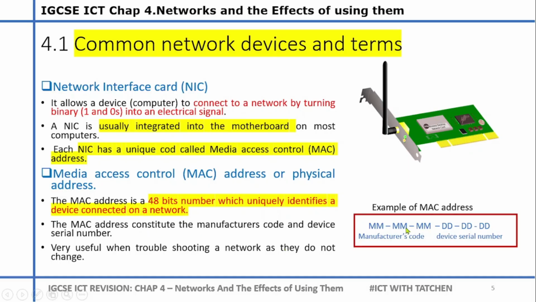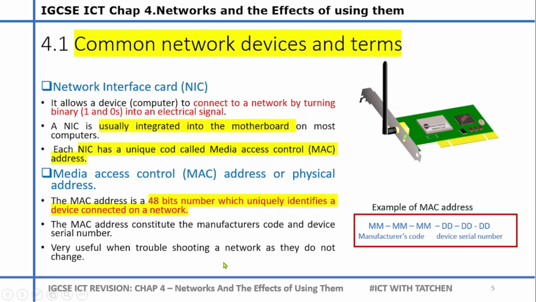The first part of the MAC address is the manufacturer's code. So maybe you have HP, Dell, or Apple. And then the last part of it contains the device serial number. That serial number is what actually uniquely identifies your computer on a network.